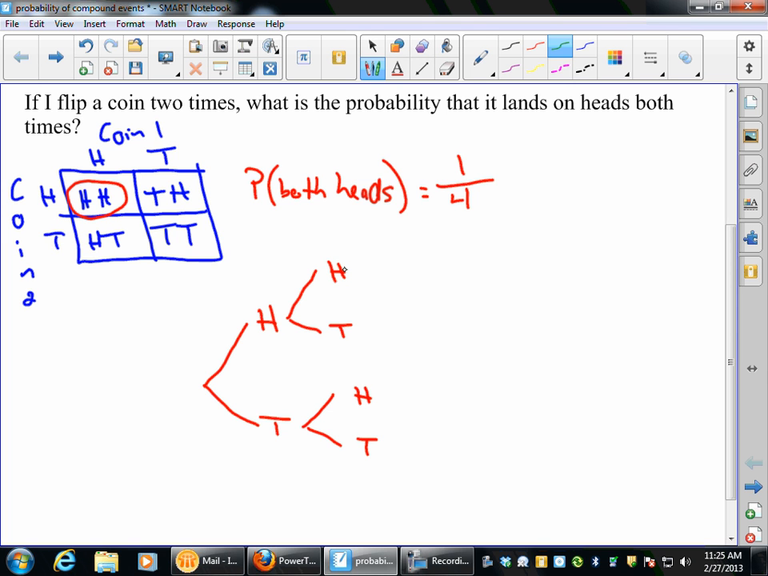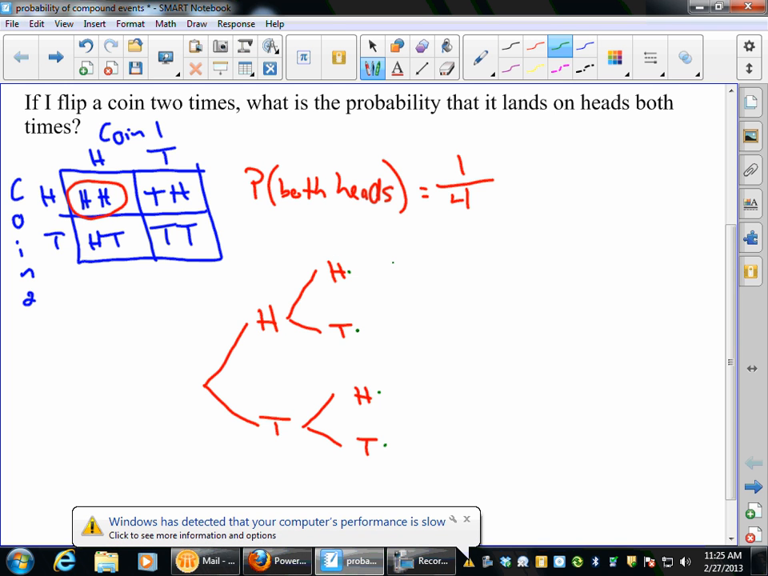If I just count how many items there are in the last branch, that tells me the number of outcomes that are possible. So again, 4. This should be the same as this. If I want to see what those outcomes are, I have to follow the branches, and I can list them out similar to the way I did in the table. This H up here means I got H the first time and H the second time. In other words, it's telling me I've got heads both times.